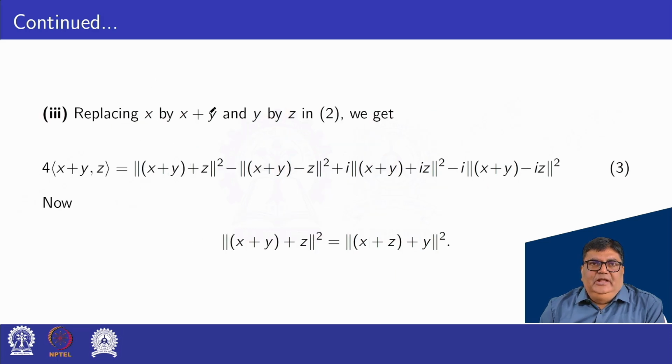Third, replacing x by x plus y and y by z in equation 2, that is 4 into inner product of x plus y, z equals square of the norm x plus y plus z minus square of the norm x plus y minus z plus i into square of the norm x plus y plus iz minus i into square of the norm x plus y minus iz.